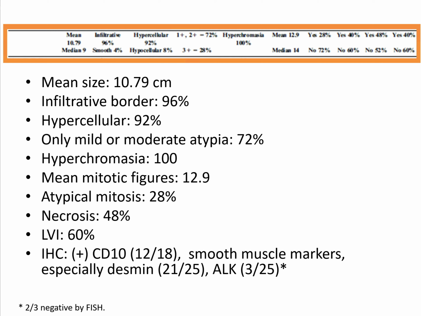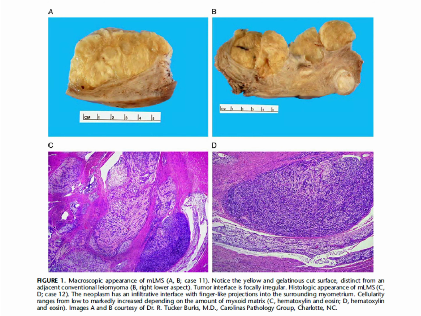And then the other thing I'll mention is that on IHC in these cases, CD10 was positive in a lot of cases, which you have to think about when we talk later about endometrial stromal sarcoma. And then smooth muscle markers, especially desmin, were positive. And in 3 of the cases, ALK was positive, and in 2 of those 3 cases it was negative by FISH, but 1 case, I don't think they really sorted out.